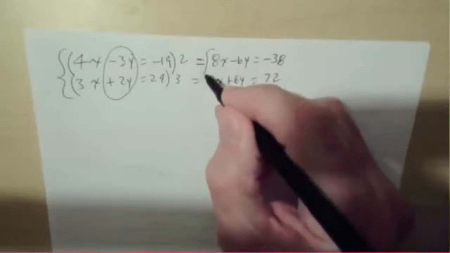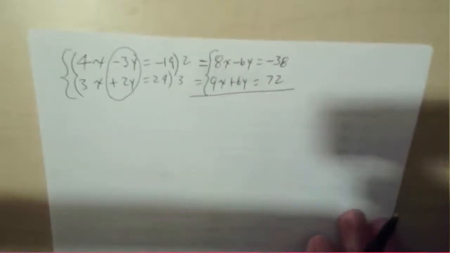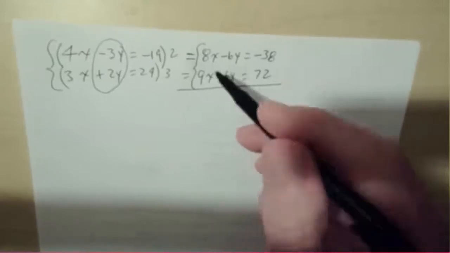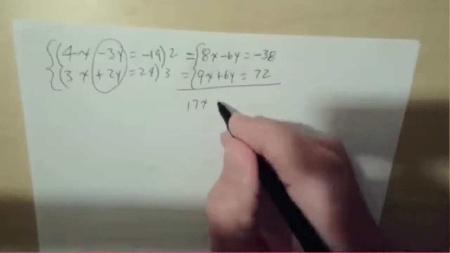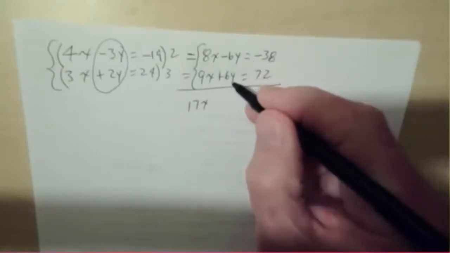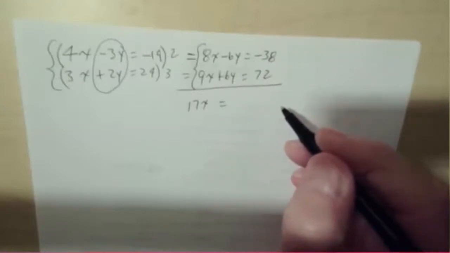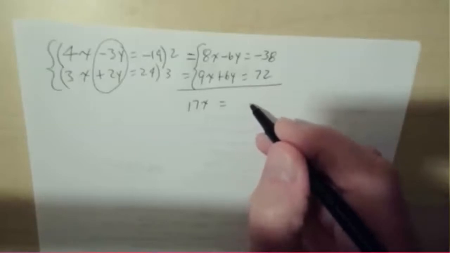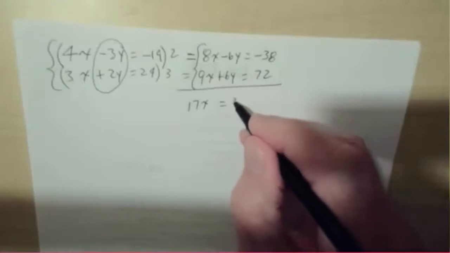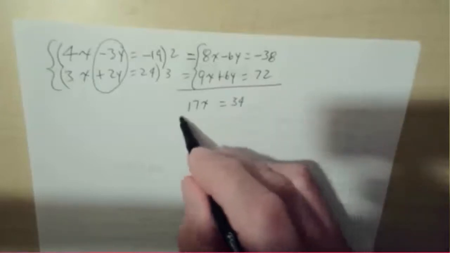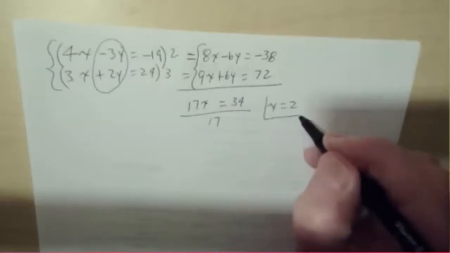Okay. It's a system of equations. Remember, these two are equal to each other. They just look different. Now we add these two equations together. We get 17x, negative 6y plus 6y is 0. That's what we wanted. Equals 40. What does it equal? 34? Yeah, I think so. Divide by 17. X equals 2.